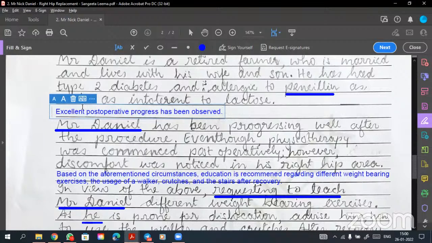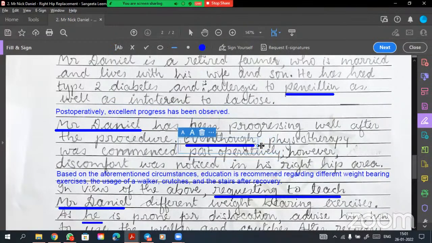So next, right. So post-operatively, excellent progress has been noticed. That is enough. Or excellent post-operative progress. So you can say post-operatively. You can write like that also. Okay, excellent progress has been observed or noticed. Okay, well after the procedure finished. Okay, post-operatively, procedure means post-operative finished.